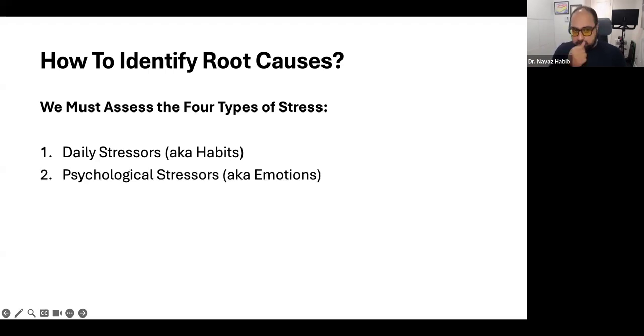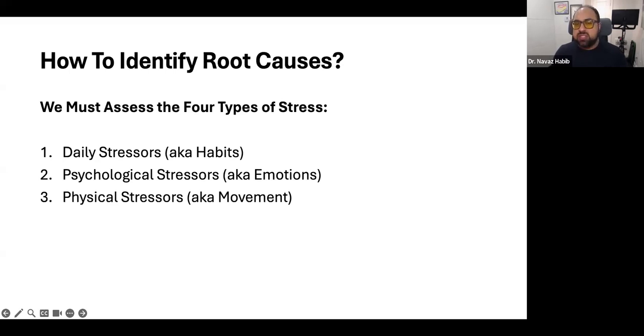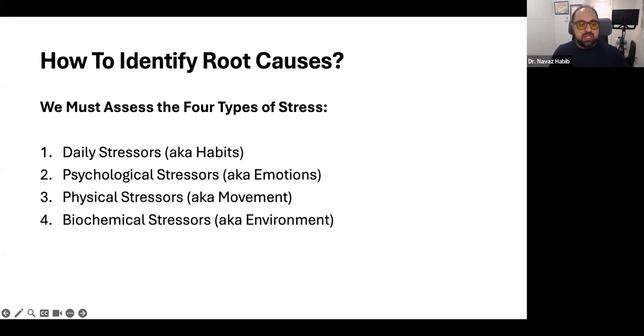The second area is psychological stressors. These are our emotions, and I'm going to dig into each of these a little bit just so each of us can understand what I'm looking at. The third is physical stressors, and this is one that I think is overlooked pretty significantly, and we'll talk a little bit about what to do or how to assess these. And the last is biochemical stressors. These are our environmental stressors. So habits, emotions, movement, and environment. I think we need to assess all of these as being potential sources of stress that can cause dysfunction in the vagus nerve and throughout the entirety of the body.